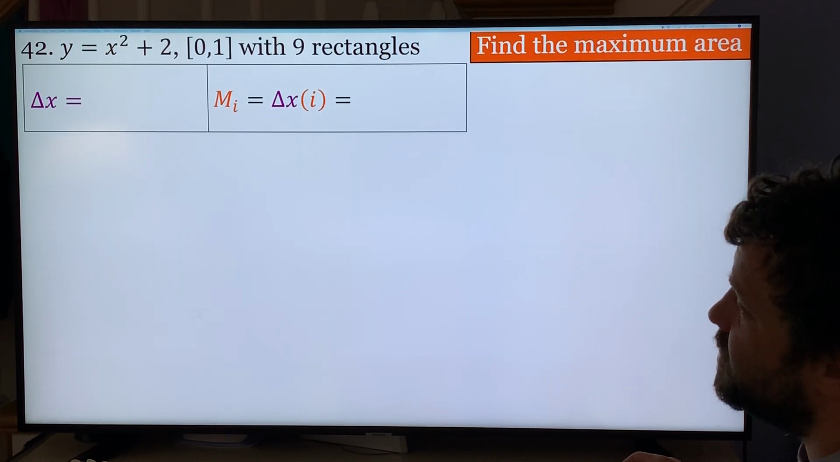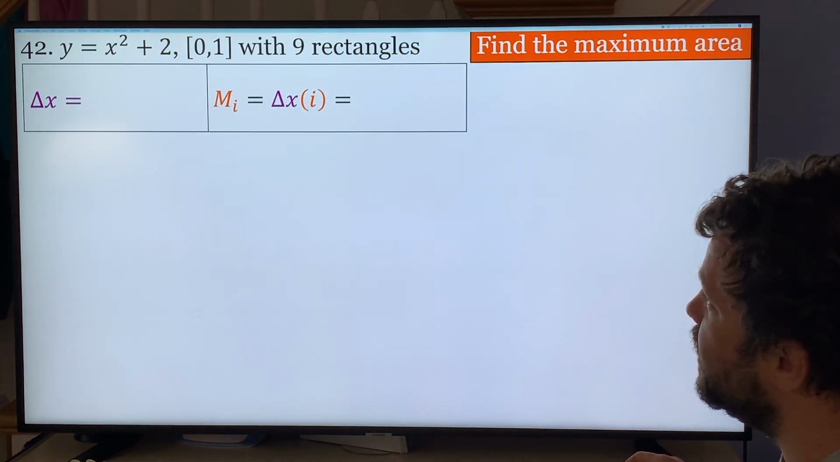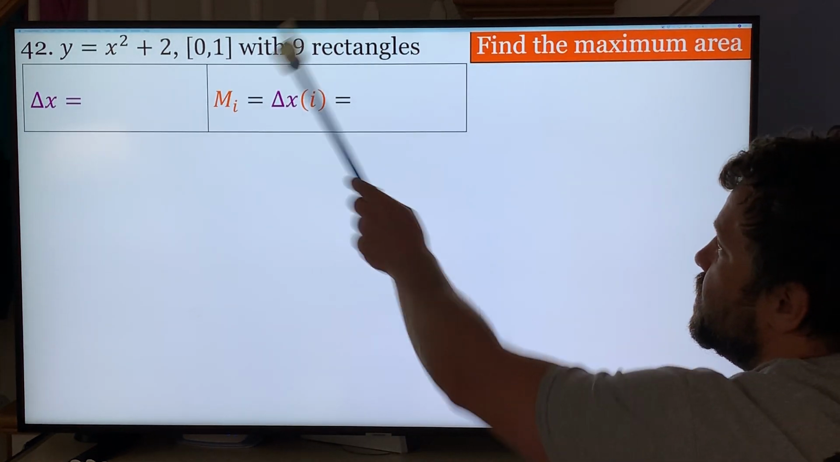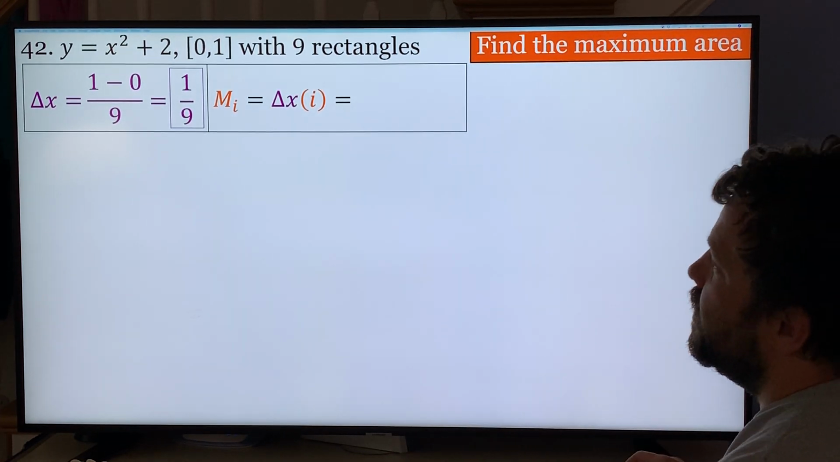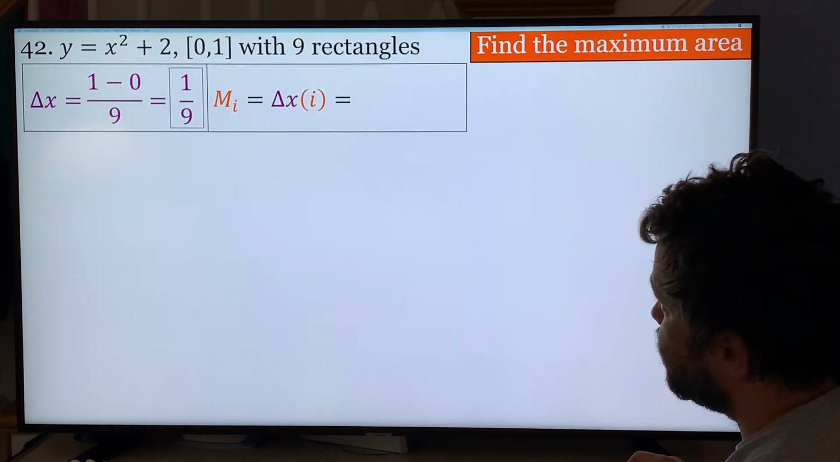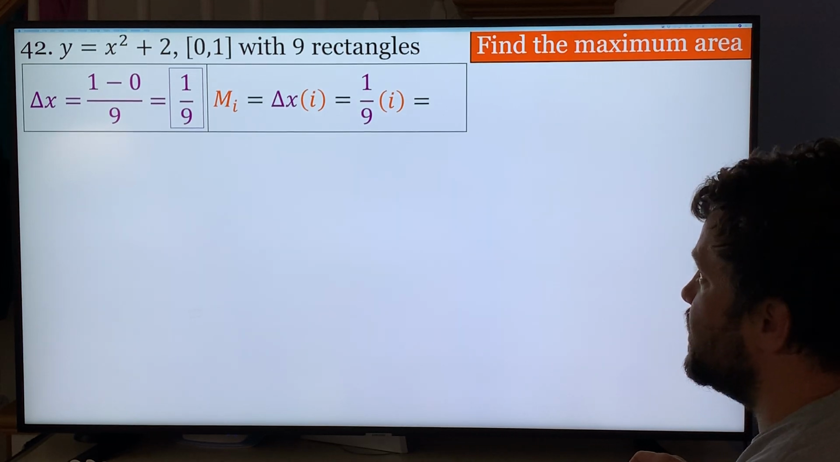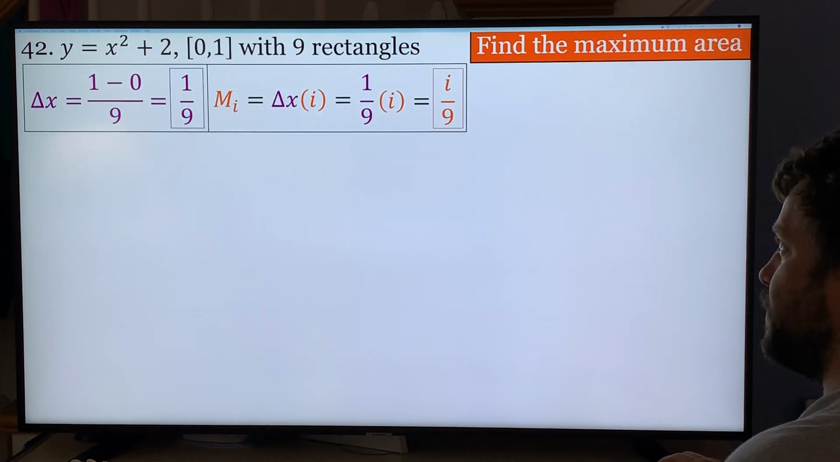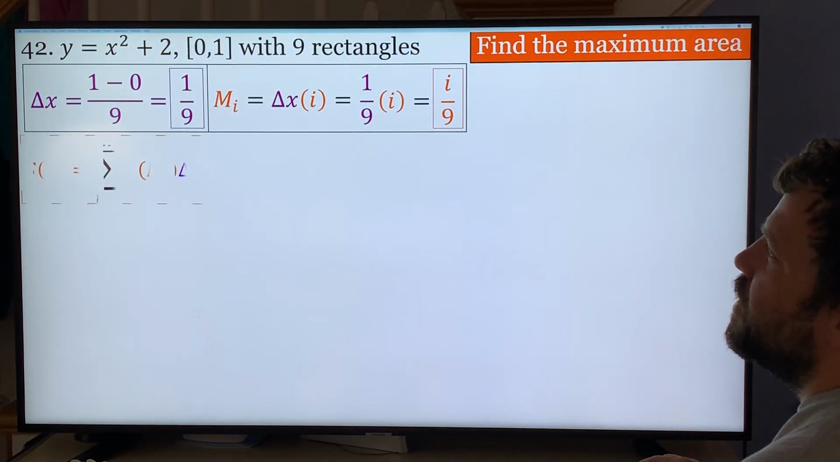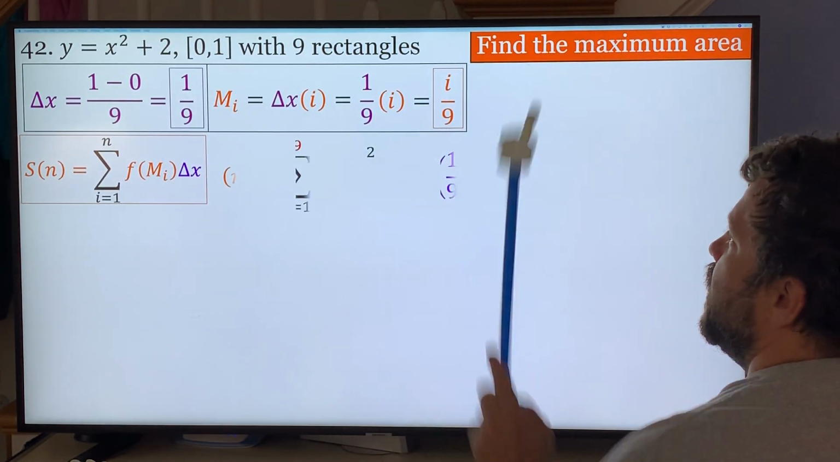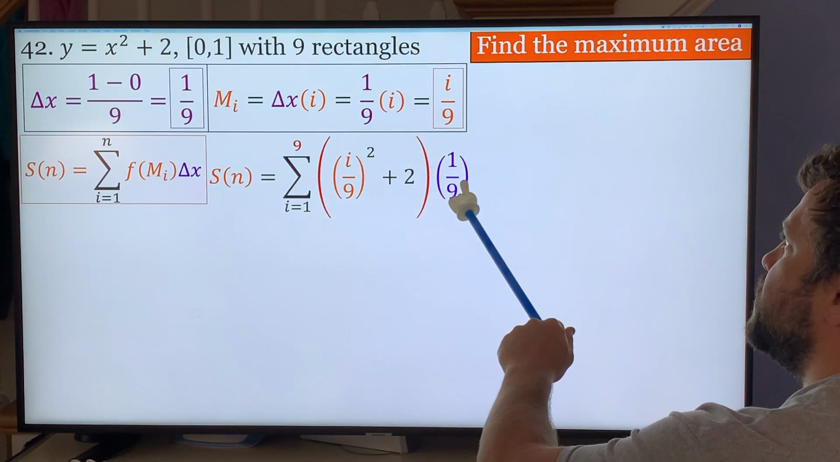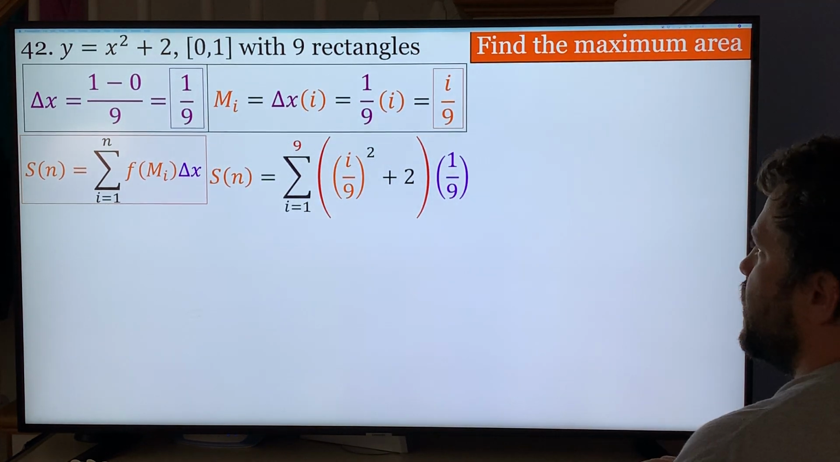We did minimum. Let's shoot up a maximum. Different type of problem though. We're going to just shoot around now. 9 rectangles, from 0 to 1. 1 minus 0 over 9 is 1/9. Maximum delta x is 1/9 times i, or i over 9. You're going to plug it into this equation right here. Whew. Getting tired yet? (i over 9) squared plus 2, times your delta x, which is 1/9.